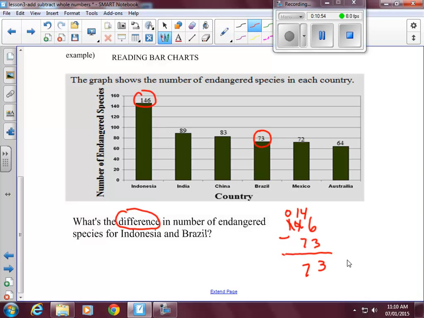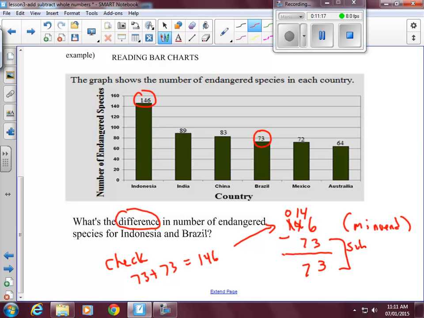And the nice thing about subtraction is you can check your answer by taking 73 plus 73 and seeing that you get back to 146. Okay. Fancy words that you may have forgotten when you're subtracting. This guy is the minuend, and this one is the subtrahend. Those are words that we don't use much anymore, but if you take the result and the subtrahend and add them together, you should get back to the minuend.